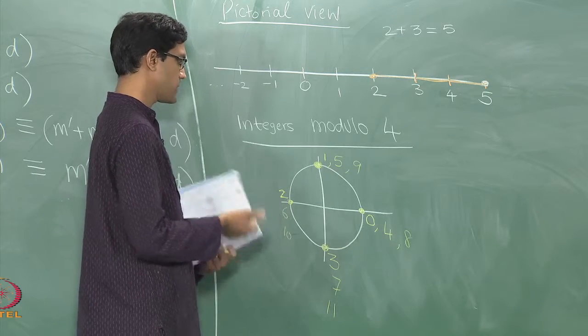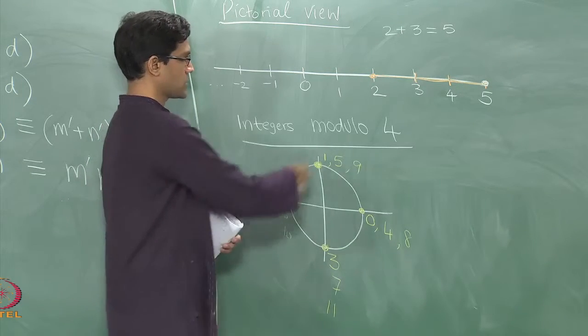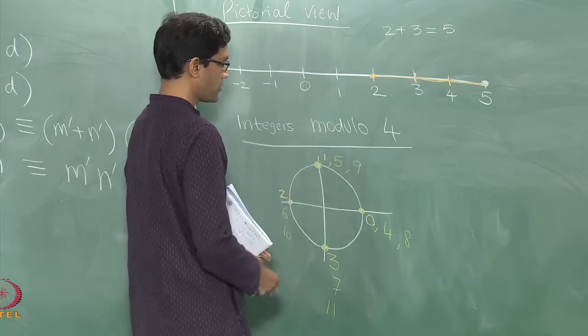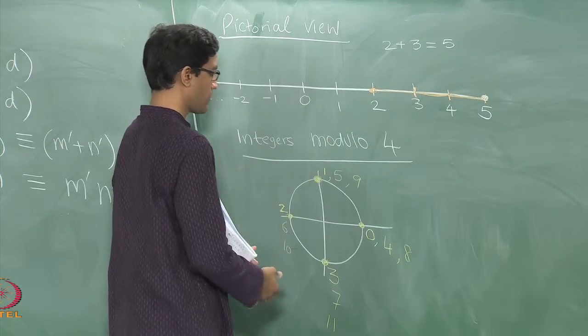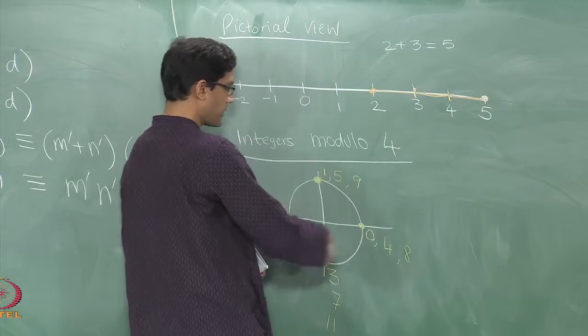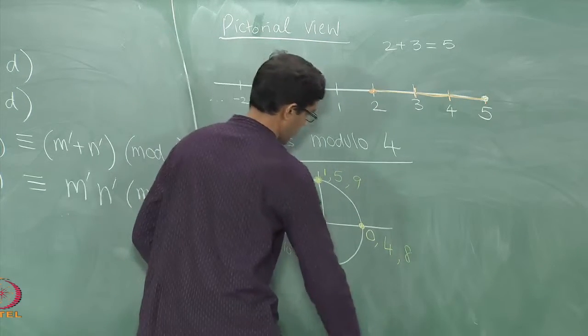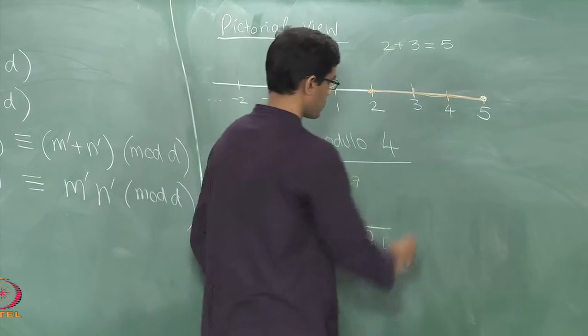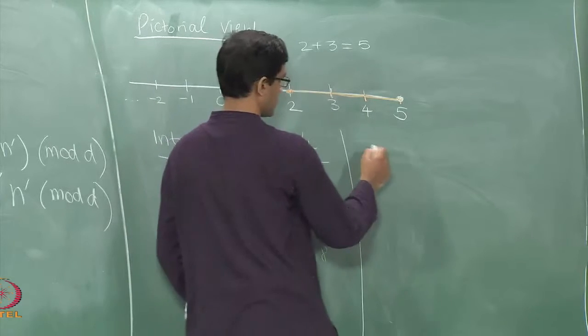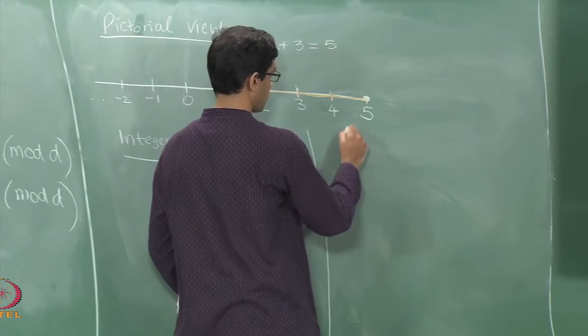Now the nice thing with this is you can actually, just like I talked about how addition has a nice interpretation in terms of the picture, you can also think of addition modulo 4, okay, or multiplication modulo 4. So what does addition modulo 4 mean? So let's do this. Let's draw the table for addition modulo 4.